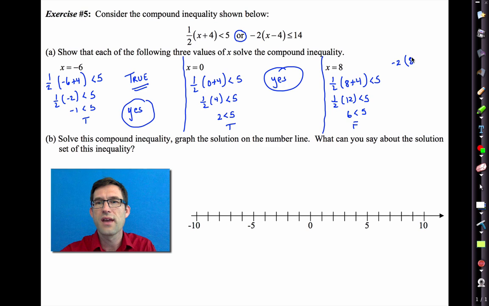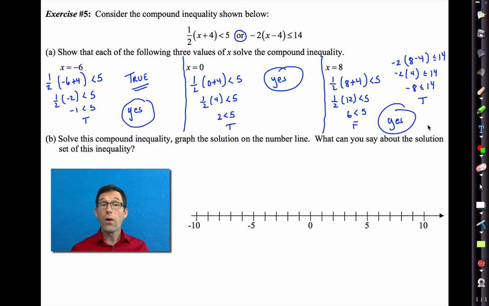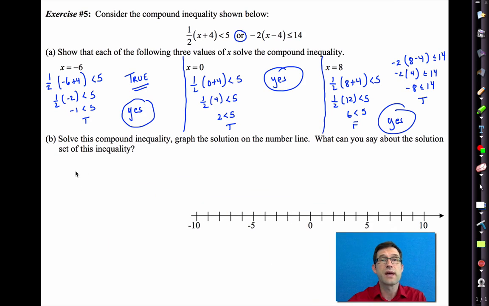-2 times 8 minus 4 is less than or equal to 14. -2 times 4 is less than or equal to 14. -8 is less than or equal to 14. That's true. So yes. So all of those things are going to have to be shaded. When I'm done with this problem, they all have to be shaded. So let's do exactly what we did before.